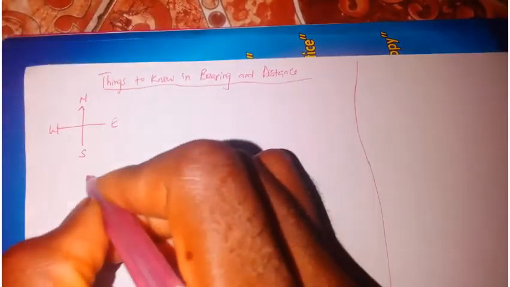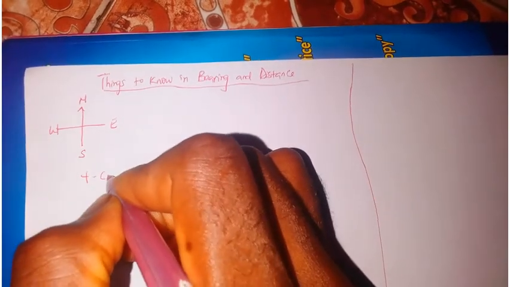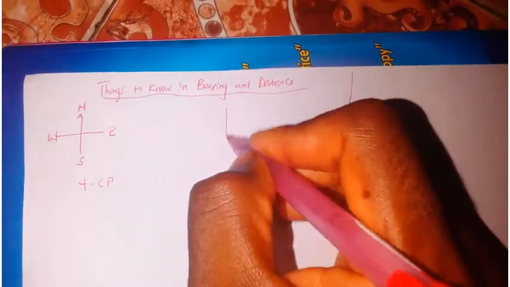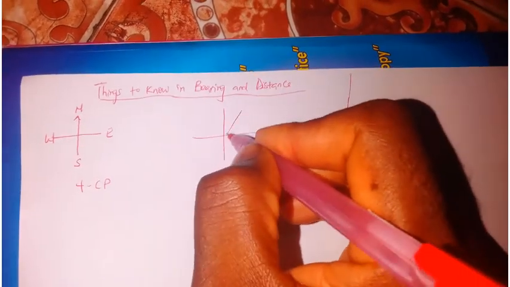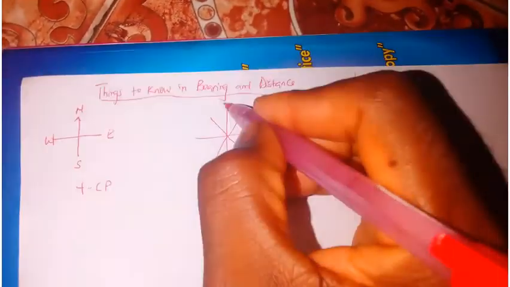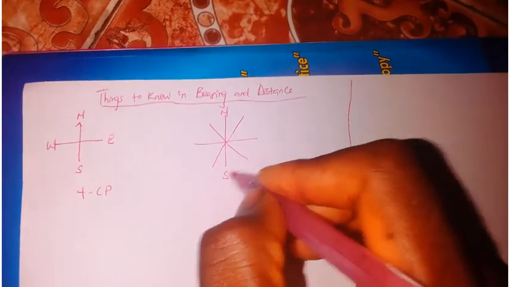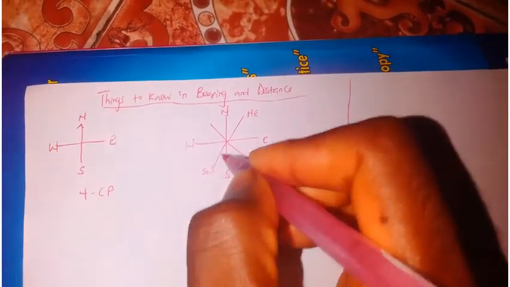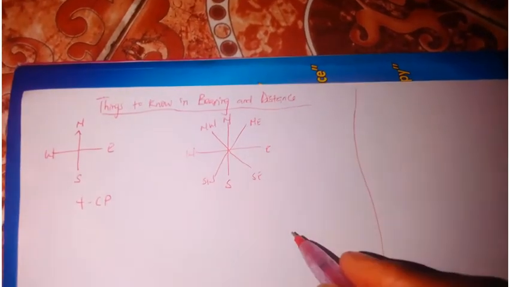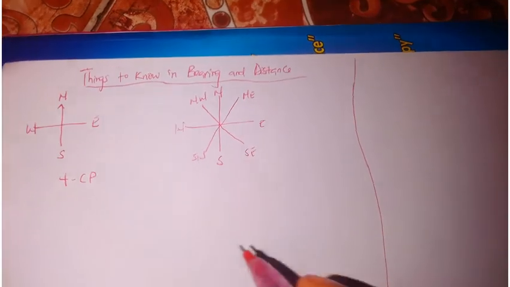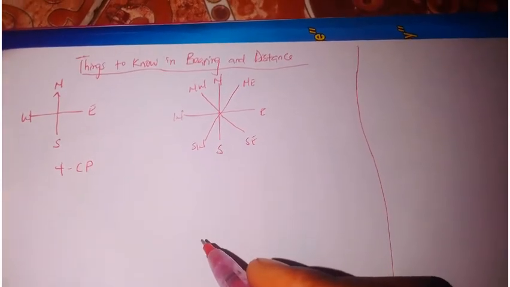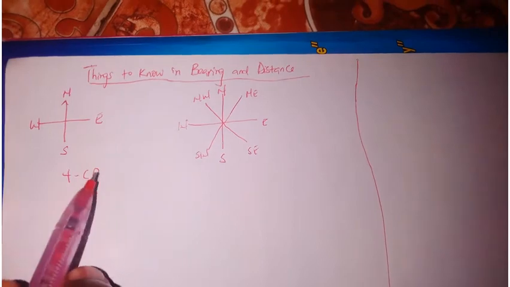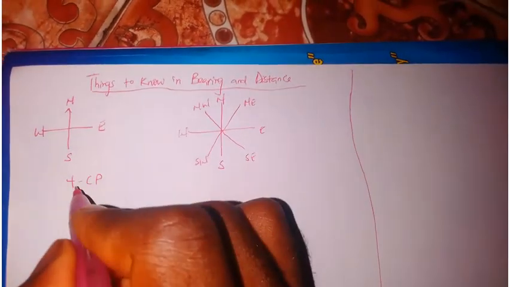So, as cardinal points, we have our 4 cardinal points. We have our 8 cardinal points. So, this is talking about our north, south, east, west, our northeast, southeast, southwest, and northwest. Then we also have our 16 cardinal points. So basically in bearing we'll be dealing with these 2, most especially.